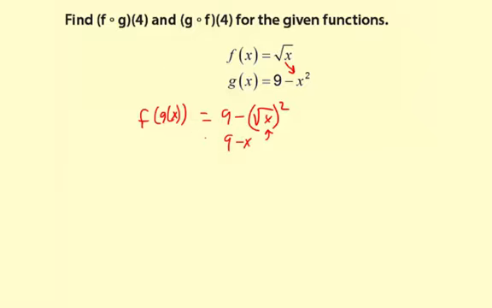So we find f of g of 4. We're going to input the 4 here, and it'll simply be 9 minus 4, which is 5. And if you would put a positive 4 in here, it would work out the same way. So we're good to go here.